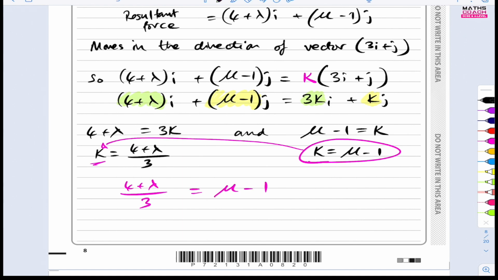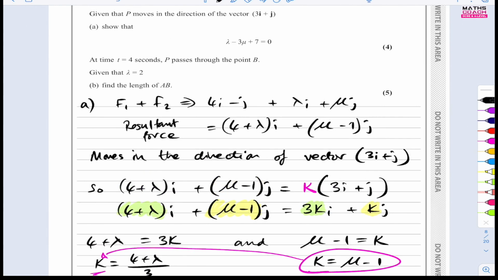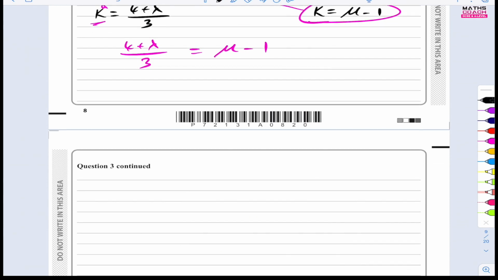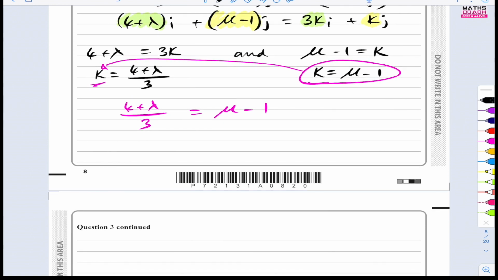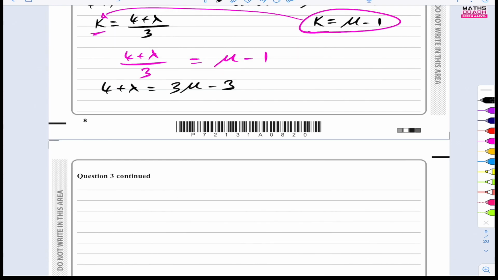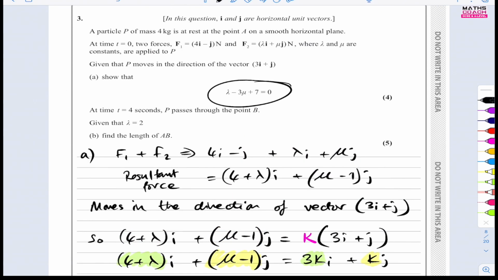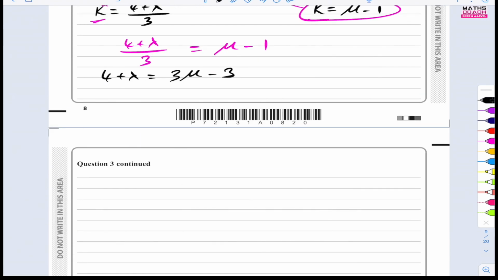And then what can I do here? I can rearrange that. Let's multiply by 3 first. If we multiply by 3, we get 4 plus lambda is equal to 3 mu minus 3. They want everything on one side. Mu is negative, so everything needs to come from here onto that side. Therefore, we have lambda minus 3 mu, and then 4 plus 3 gives us plus 7 equals 0, and that's our final answer.